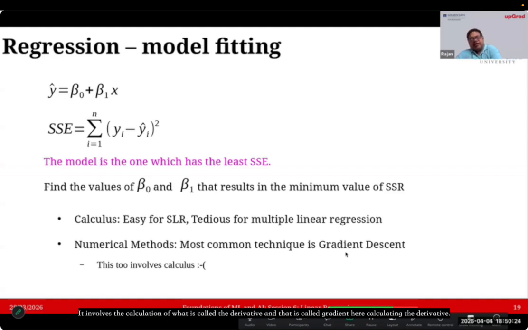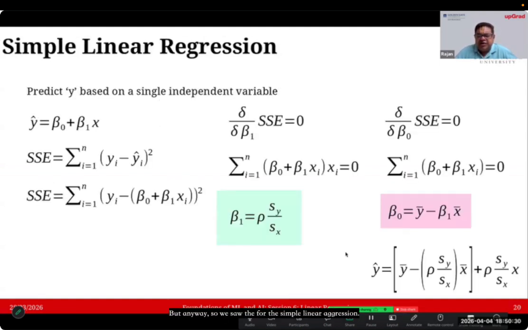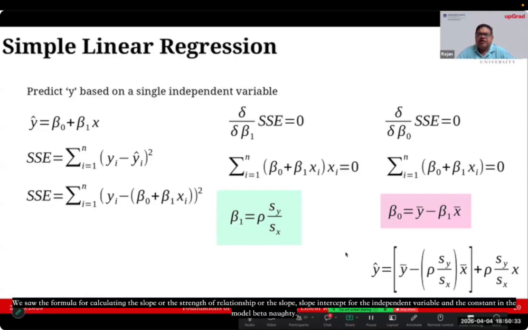But anyway, for the simple linear regression, we saw the formula for calculating the slope or the slope of the intercept for the independent variable, and R squared is equal to 1, then the denominator is 0. Therefore, VIF blows up, goes to infinity. Therefore, we set some intermediate value of VIF, 4, for the independent variable when you set the constant in the model, beta.